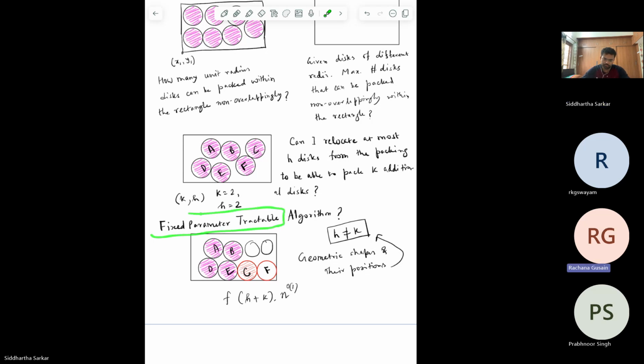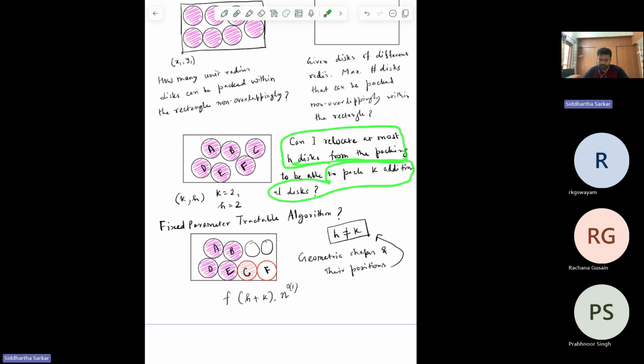This is our goal. The input does not include the number of disks that we were given. The input also specifies the positions of the disks in the packing. It gives a packing. The goal is to repack so that at most h disks are relocated, so that additionally k disks can be packed. So k and h are given, and the initial packing is given.